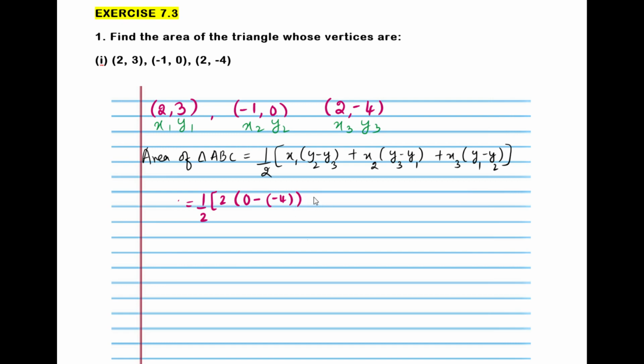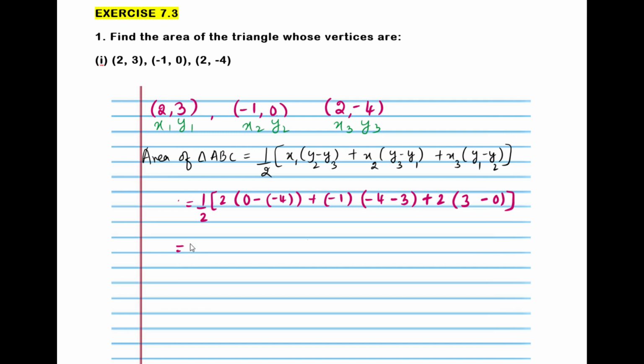What is x2? x2 is minus 1. I'll put it in the bracket. Then y3 is minus 4 minus y1 is 3. What is x3 now? x3 is 2, y1 is 3 minus y2 is 0.